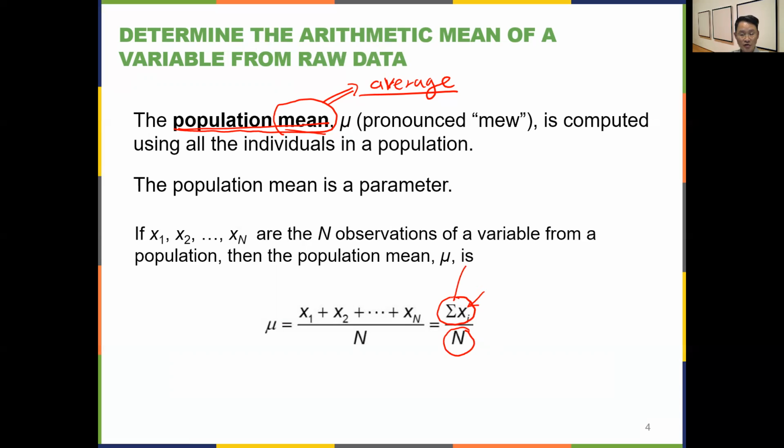Remember, we learned this as a sigma notation, meaning what? Adding all the X, right? Adding X1 all the way to Xn. And this N is what? Population size, meaning how many data points you have in that entire population.